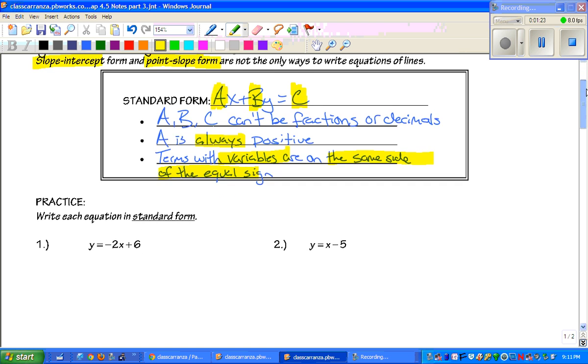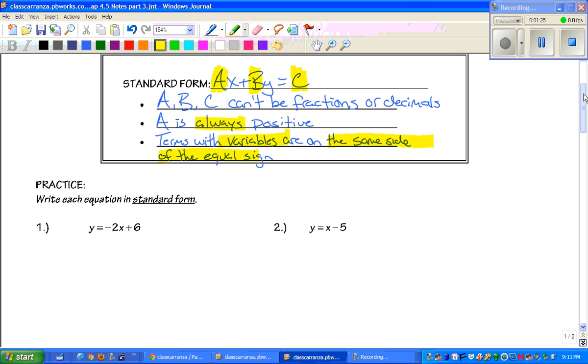And we will refer to these. Okay? So write each equation in standard form. I'm going to draw the line down the middle so we can see the two different sides. Now, we're going to take a look at the first one. A, B, and C, are they fractions or decimals? No. Okay, so we're good.